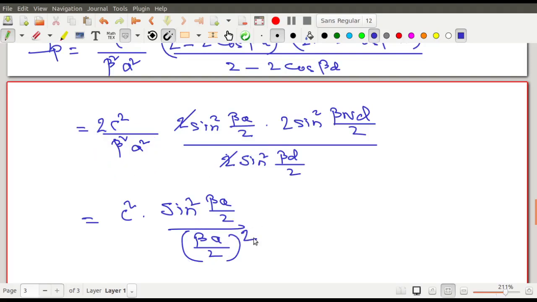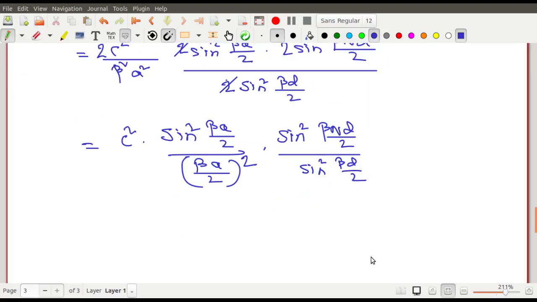I have explained it in details, and whatever is left, that is the d containing term. The d terms are left, meaning sin square beta nd by 2 divided by sin square beta d by 2. These are the terms which are left out. And now you see that the structure is more or less, I hope that you are getting it now.